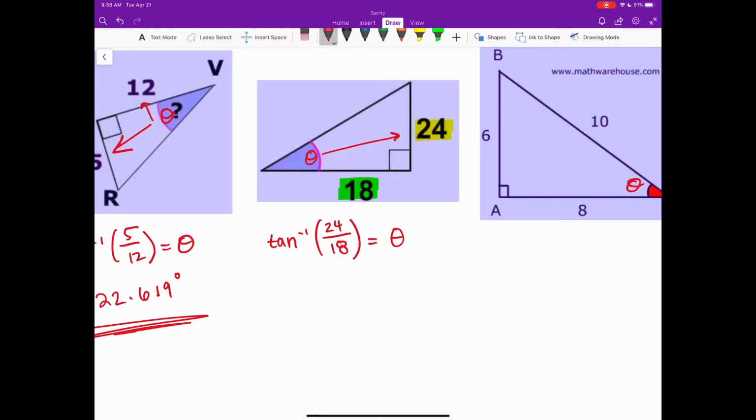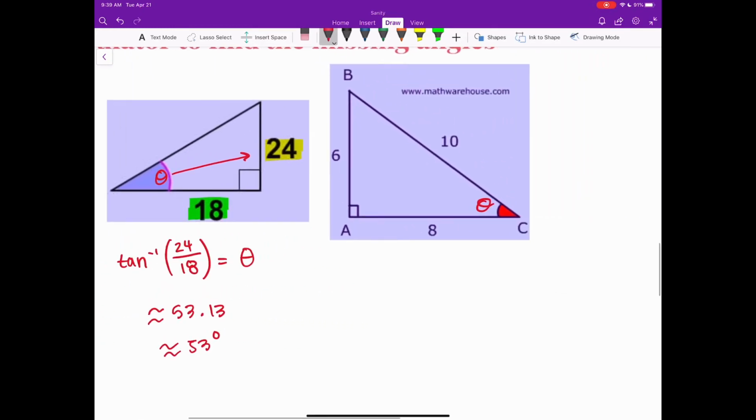So hit second, hit the tangent button, and you should get roughly 53.13. So it's about, I'm just going to round on the rest of these. It's about 53 degrees, okay?